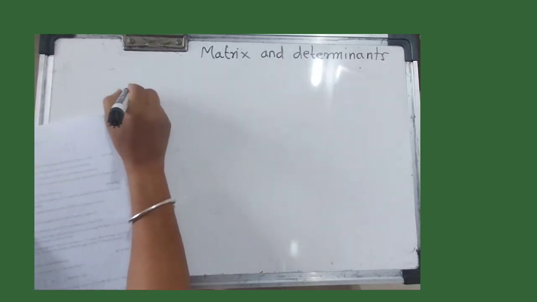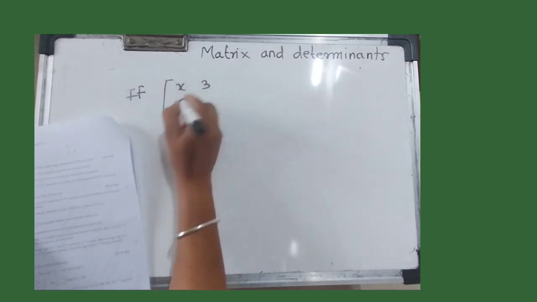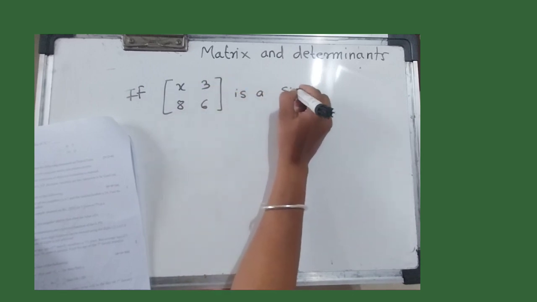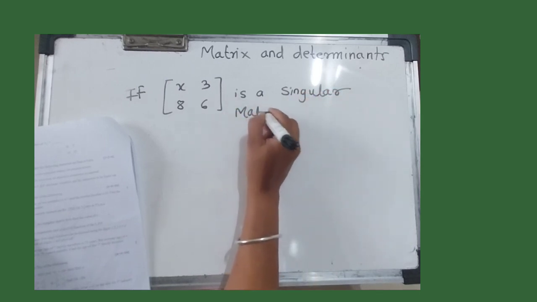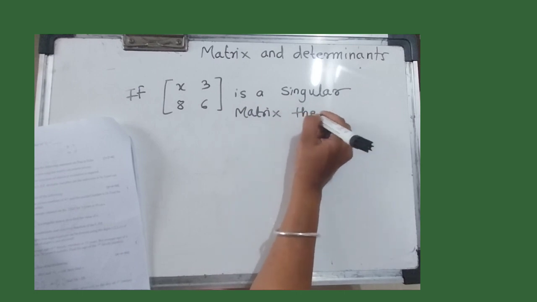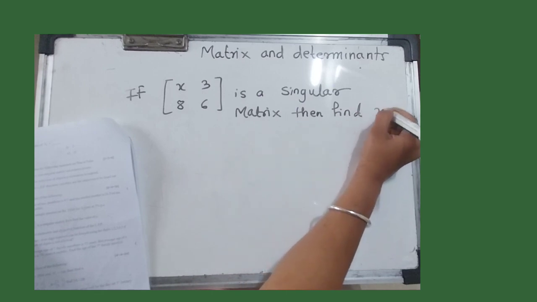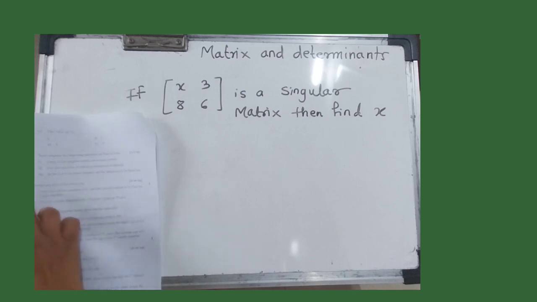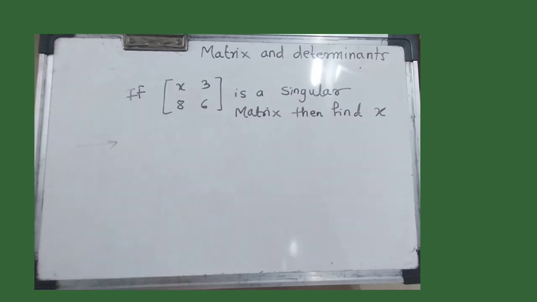See, what is the question here? If the matrix [x 3; 8 6] is a singular matrix, then find the value of x. I write x only. This is the second question, attempt any 4 of the following. In that C question, it is for 4 marks. See how to find it.